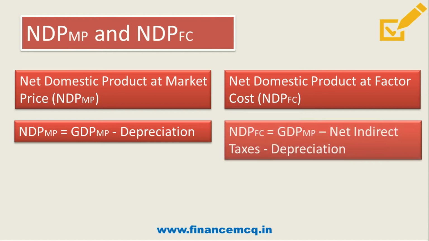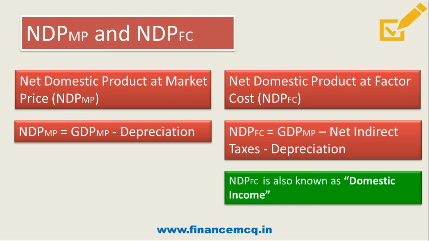And NDP at factor cost is net domestic product at factor cost. And how is it calculated? It is calculated as GDP minus indirect taxes minus depreciation. First, from the gross domestic product at market price, we subtract net indirect taxes. By doing that, we get GDP at factor cost, and from that we subtract depreciation, so we get net domestic product at factor cost. And friends, one important thing is that net domestic product at factor cost is also known as domestic income. Do remember this point, very important.